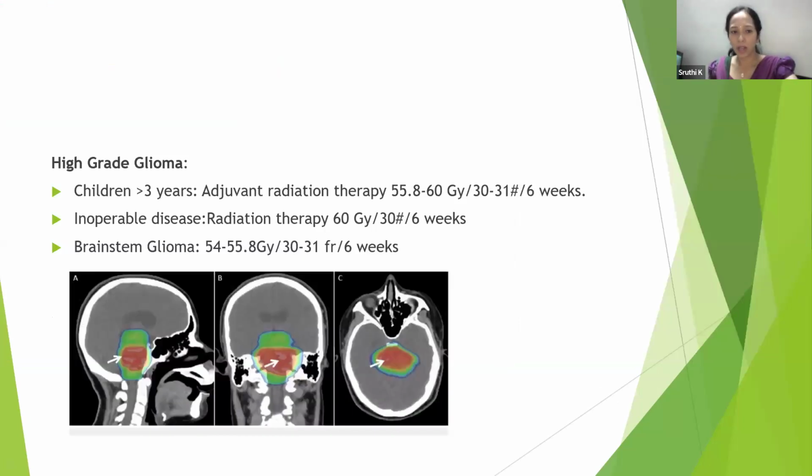So in high-grade gliomas, you know that the dose needed is slightly higher. You would need around 60 gray.